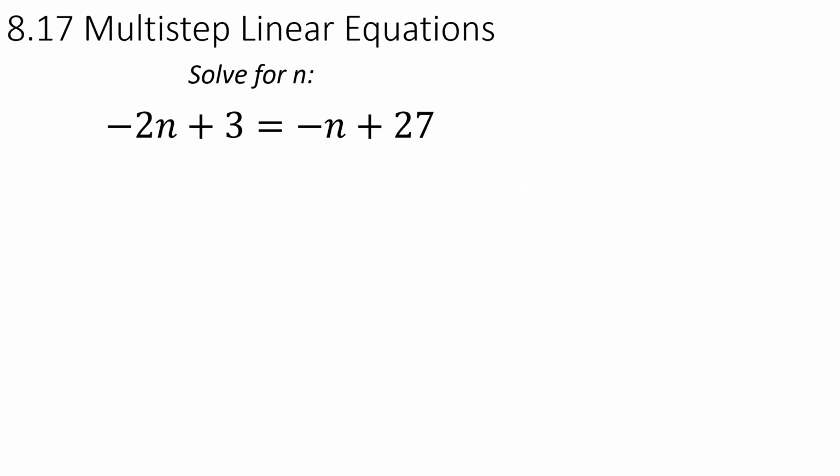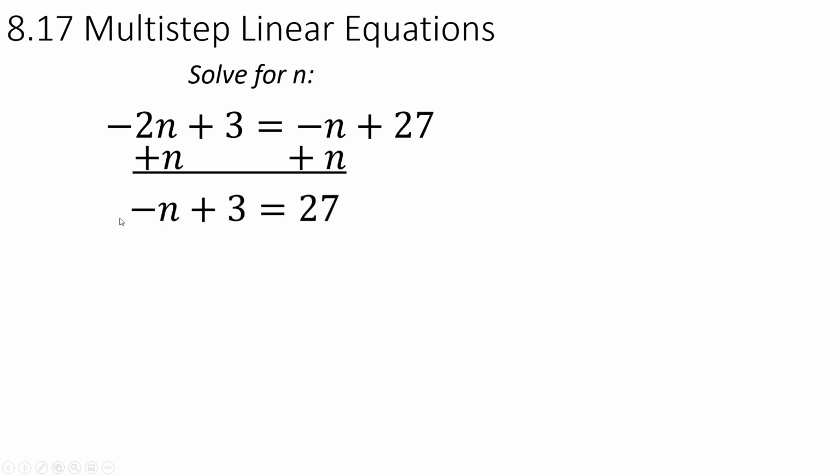Multi-step equations. This can get tricky. For this one, I'm going to get all my variables on one side first. Right now it might be uncomfortable, but let's just make it into something that you're more familiar with. I'm going to add this n to both sides. When I add n to both sides, I get negative n plus 3 equals 27. From here, now it hopefully is looking more familiar. I'm going to subtract 3 from both sides.